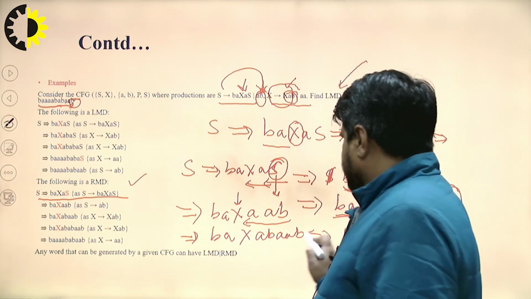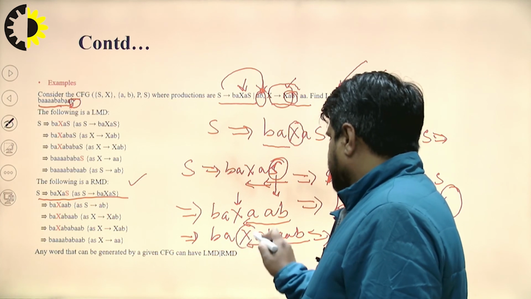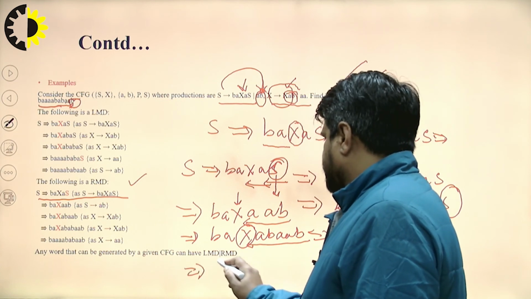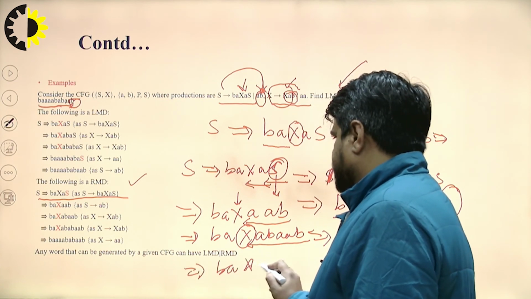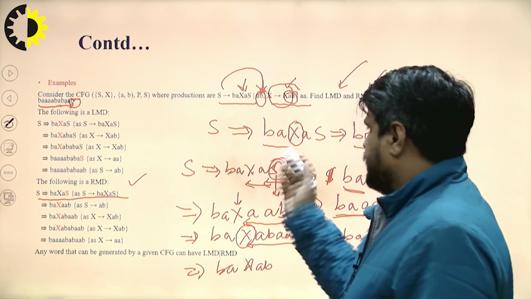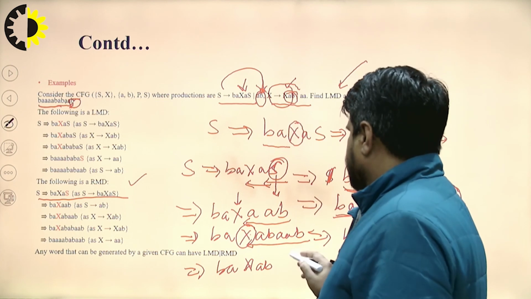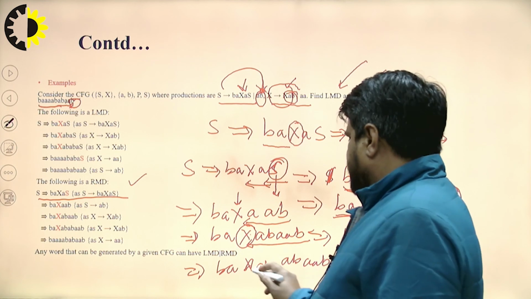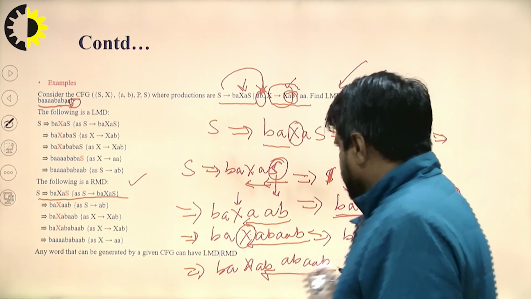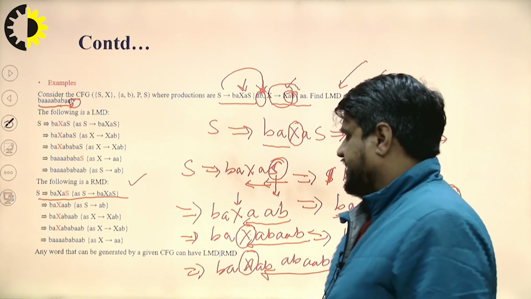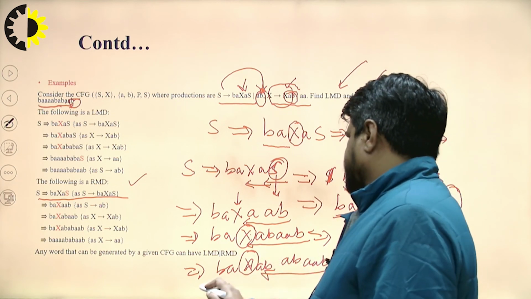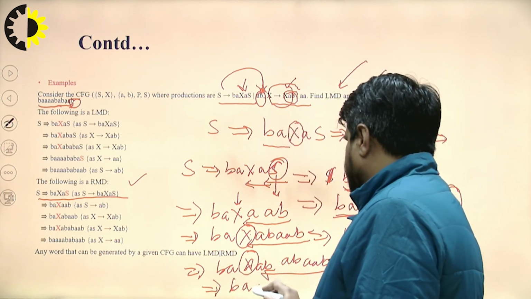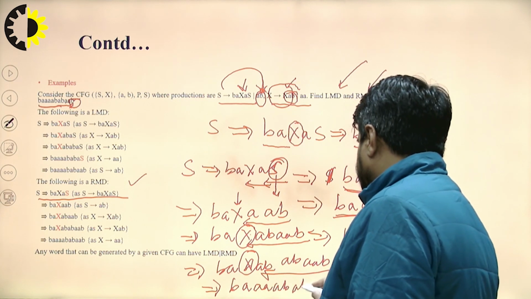Once again, you can see from right to left, this non-terminal is encountered first, so you have to replace it. So what will you get? You will get B A, and after that you will replace this X by the production X tends to X A B, giving X A B, after that A B, A A B, right? Once again, you can scan from right to left, you will get this particular symbol, and you will replace it by X tends to A A. So you will get B A, A A, A B, A B, A A B.